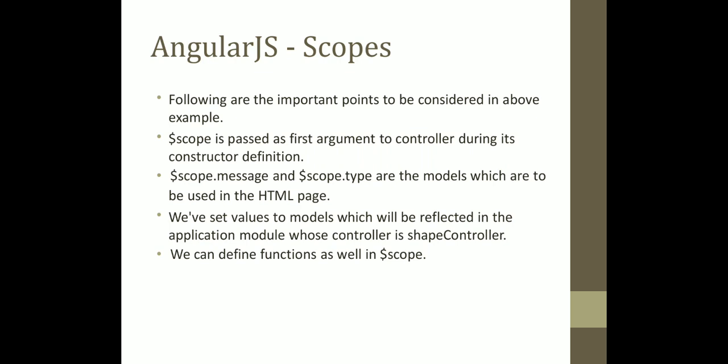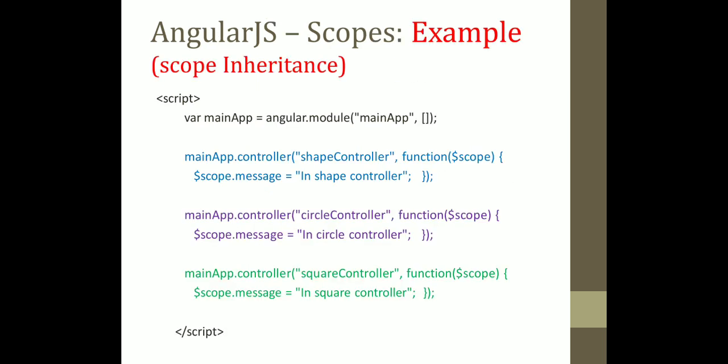Okay, and we have seen this thing with the example. Again, with another example and another script tag, we will see. Here we have used a script and created the main app, and passed one empty array with it. So the controller we have used is shape controller. We have passed the message with scope parameter as $scope.message in shape controller, and another controller we have used is circle controller.